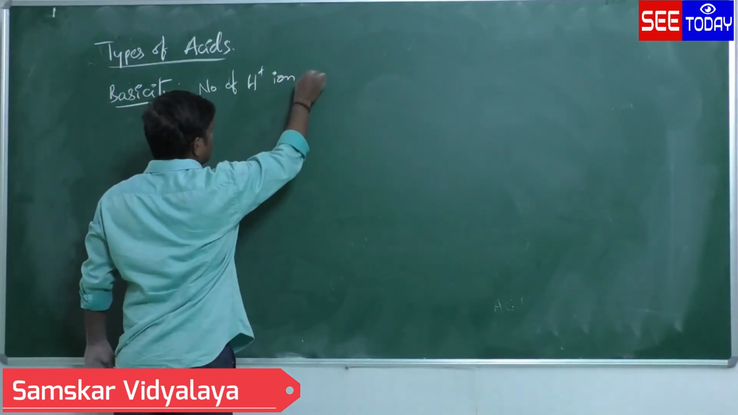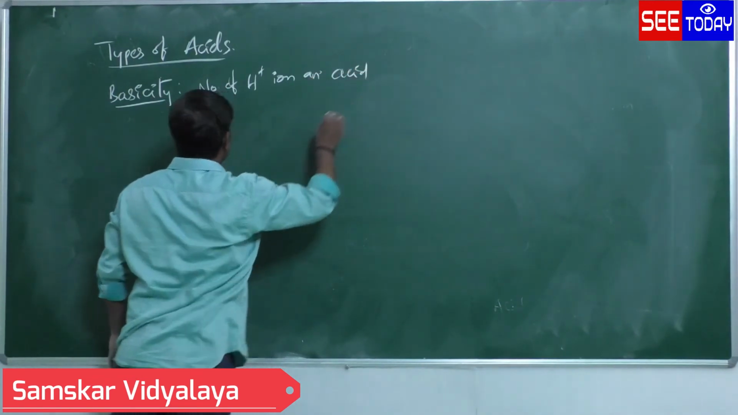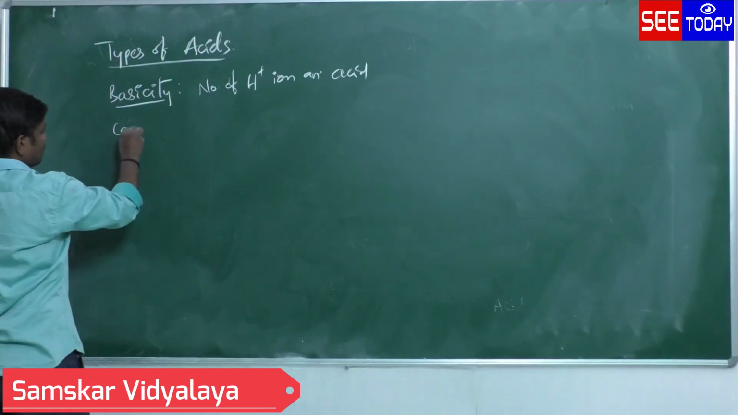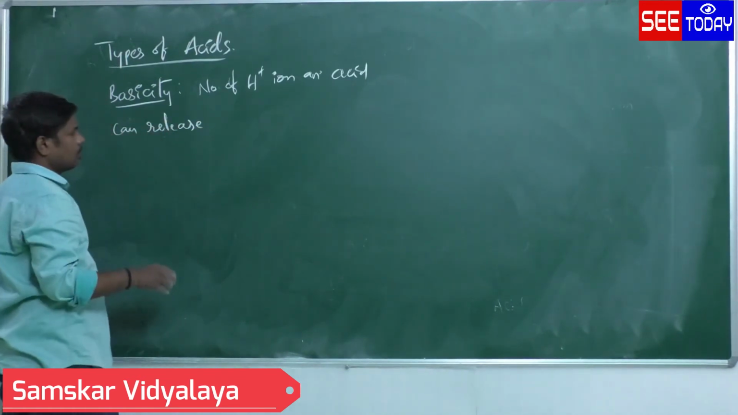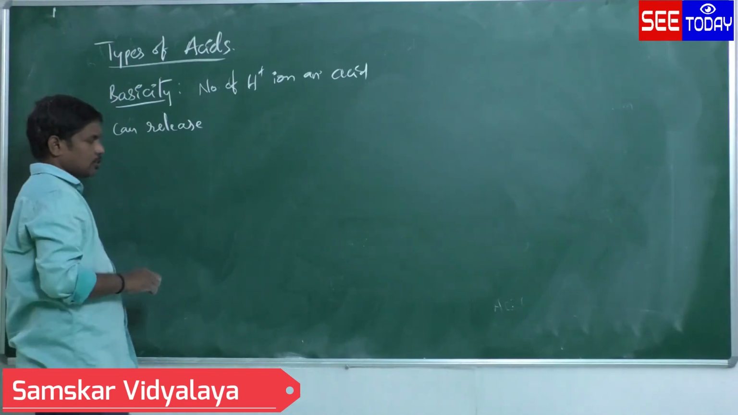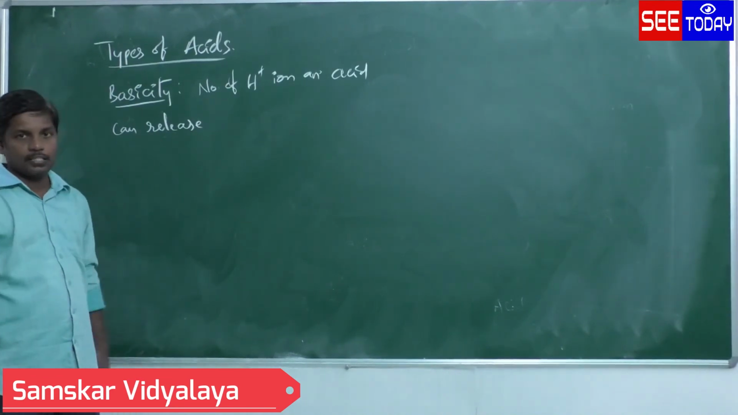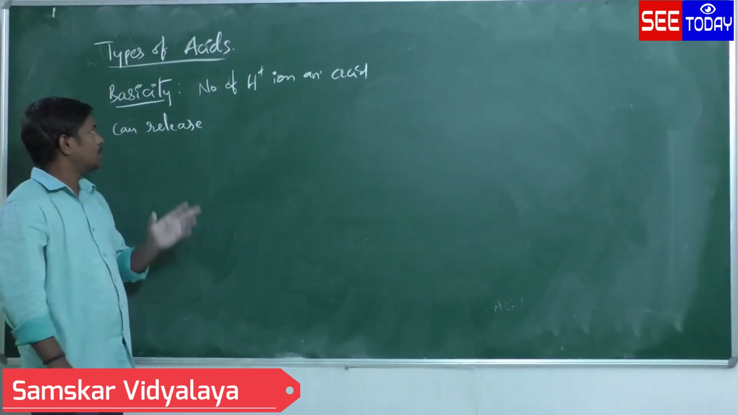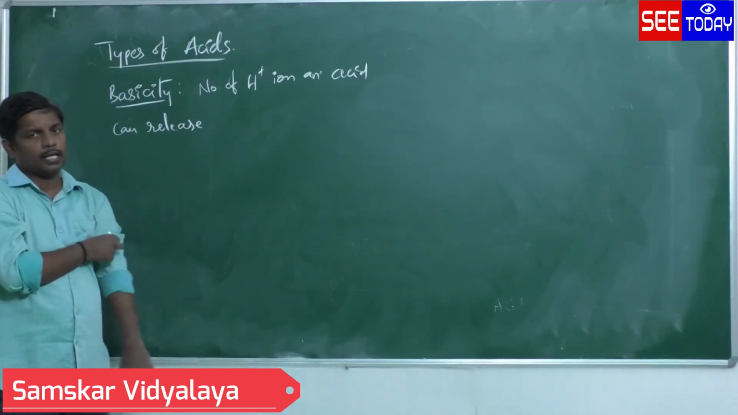So basicity is nothing but the number of H plus ions an acid can release. That capacity is called basicity. Number of H plus ions an acid can release. So that capacity is called basicity. So based on this basicity, these acids are divided into mainly three types.